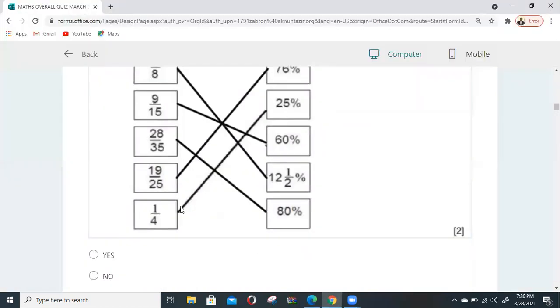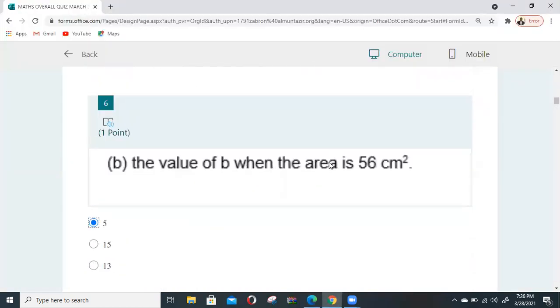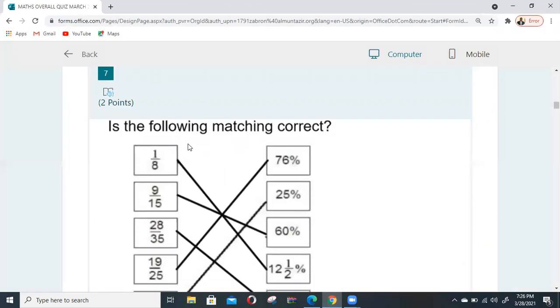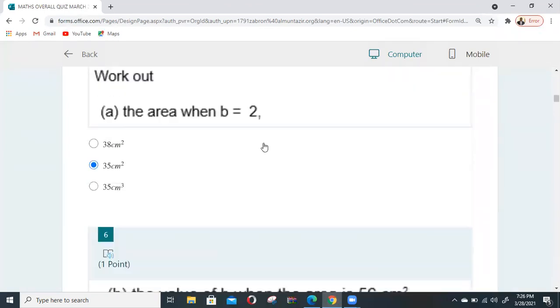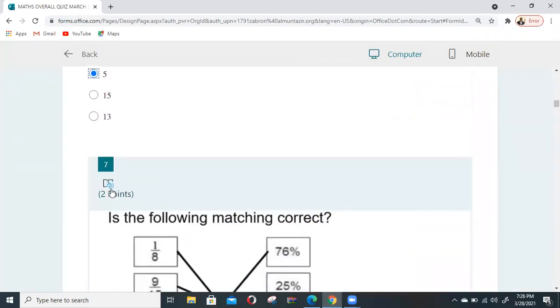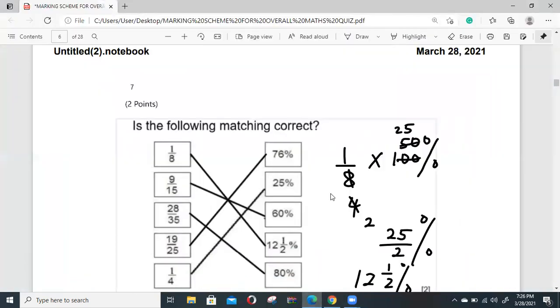Oh, let me check. Okay. The value of B, what is this question? This question is number 6. This question is number 7. Okay. So that question is number 7.